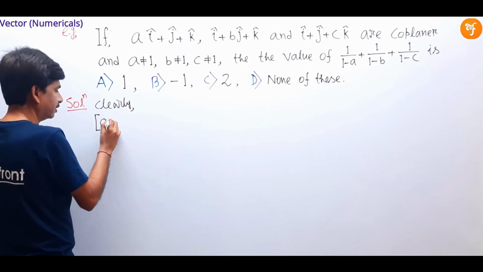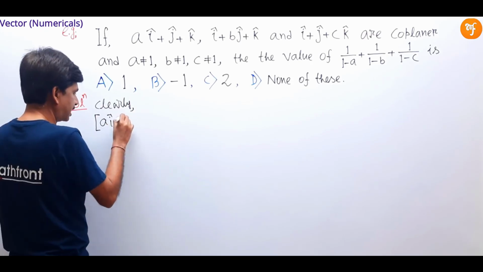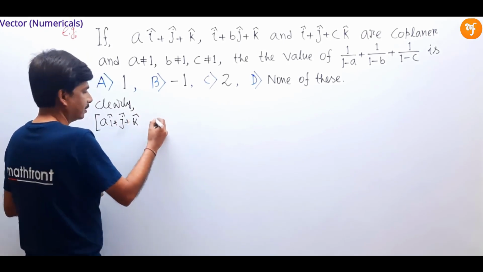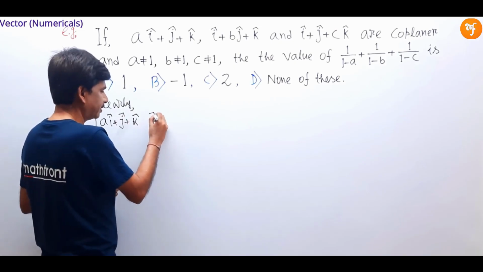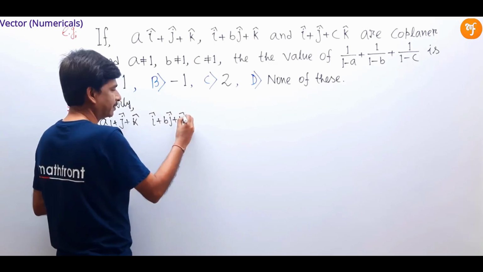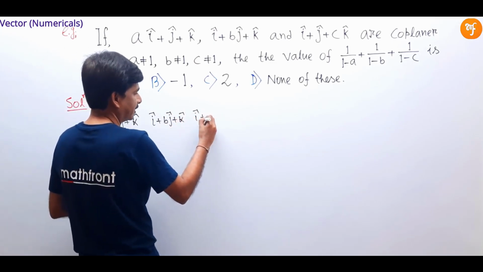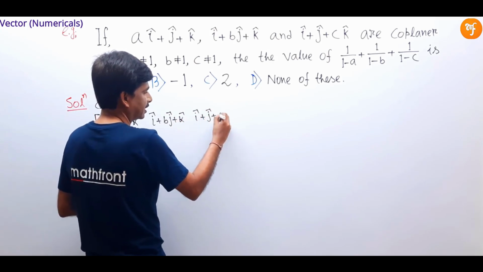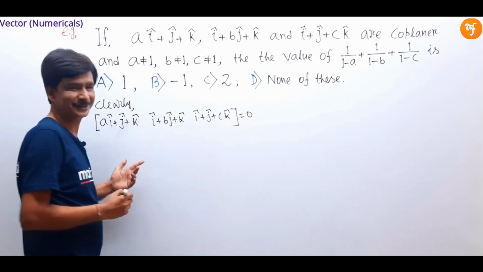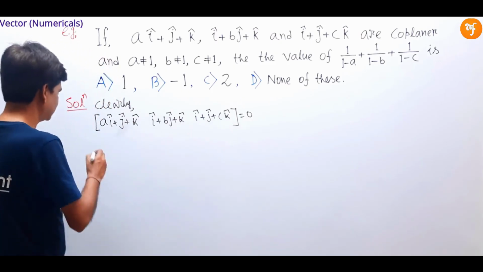Box of a i cap plus j cap plus k cap, i cap plus b j cap plus k cap, and i cap plus j cap plus c k cap must be equal to 0. Now applying the box product rule.